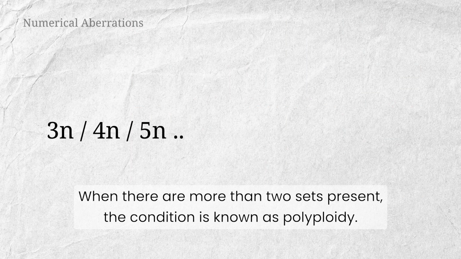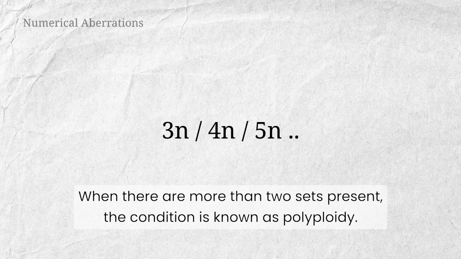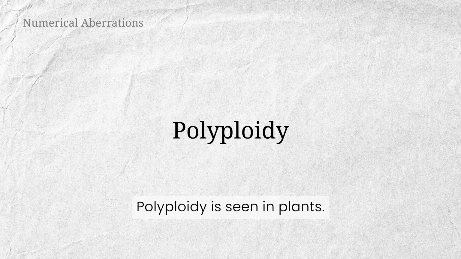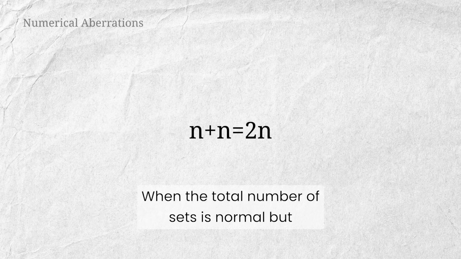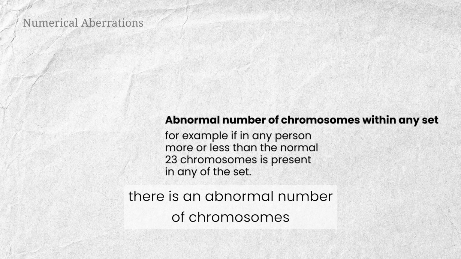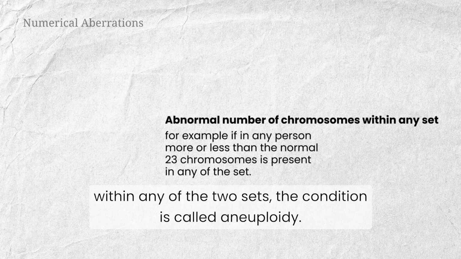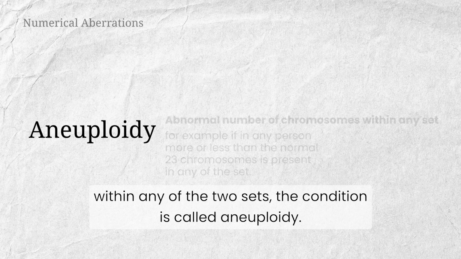When there are more than two sets present, the condition is known as polyploidy. Polyploidy is seen in plants. In human beings, polyploidy is lethal, and such pregnancies result in abortion. When the total number of sets is normal, but there is an abnormal number of chromosomes within any of the two sets, the condition is called aneuploidy.